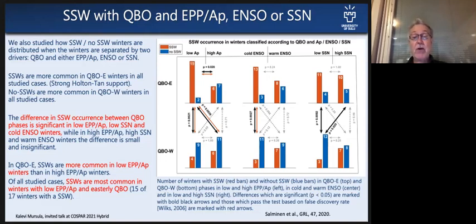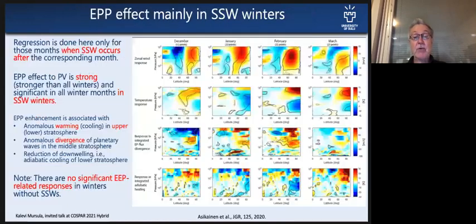There is no effect of EPP on the warming occurrence in QBO westerly, in agreement with the above results for the polar vortex in more general. Selecting only those months that precede sudden stratospheric warmings, we find that the EPP effect on the polar vortex is strong in all winter months in SSW winters. In no warming winters, it is insignificant.